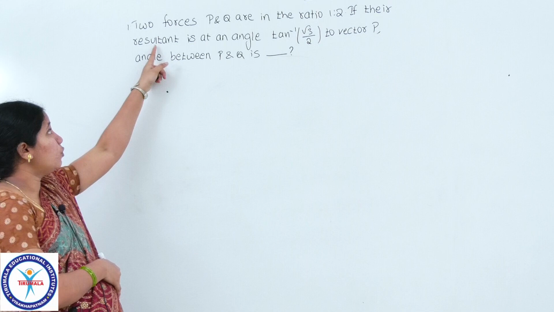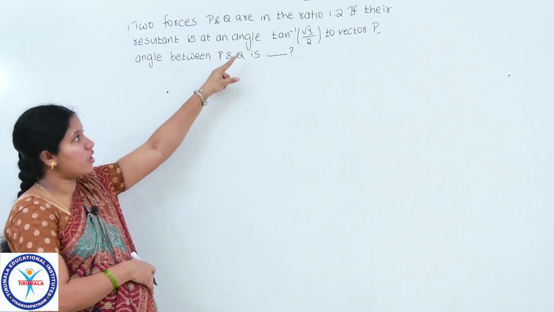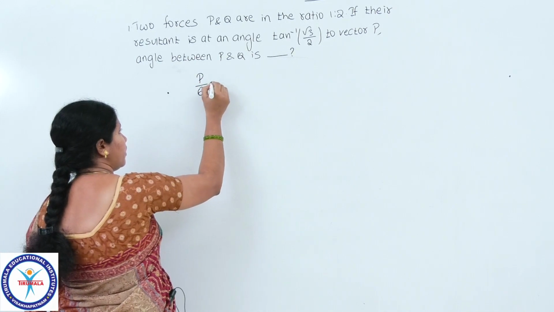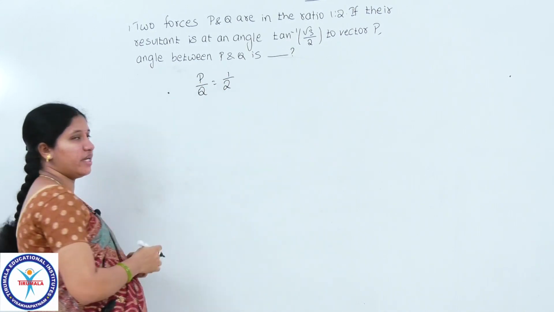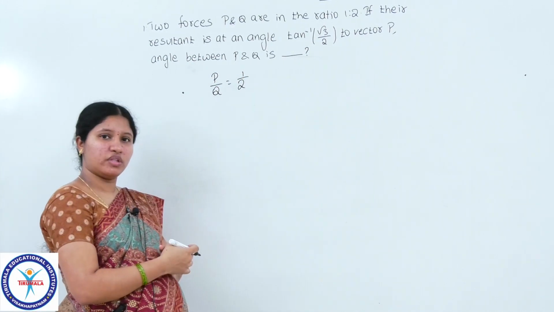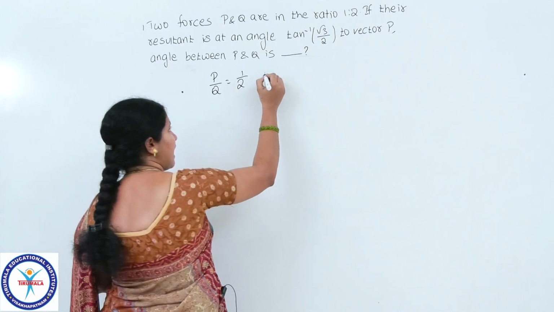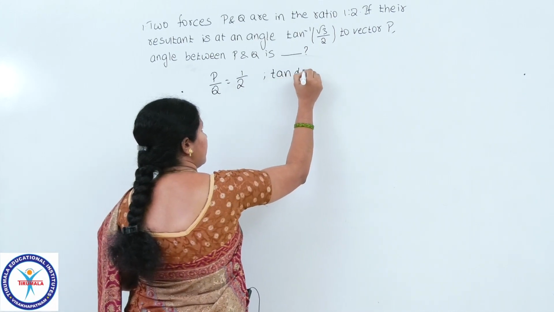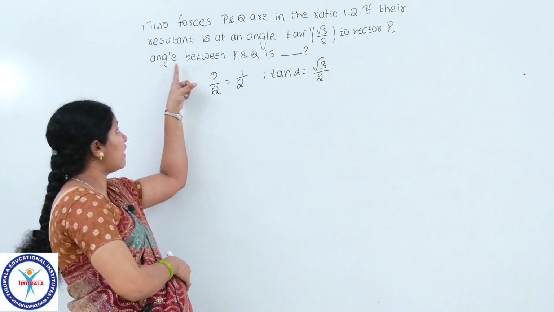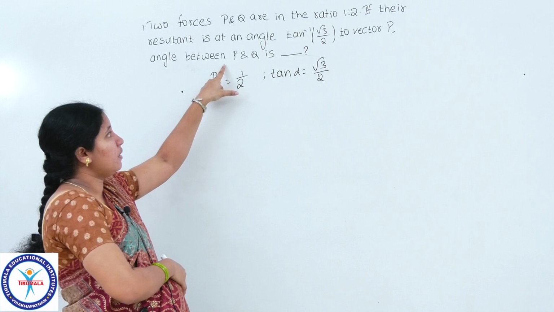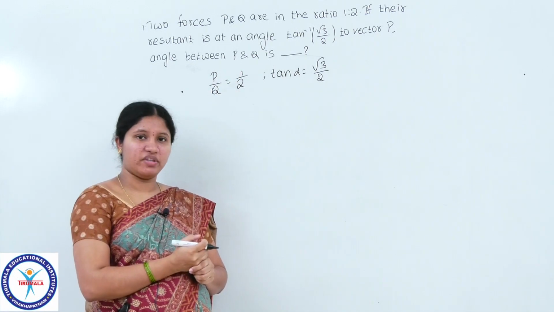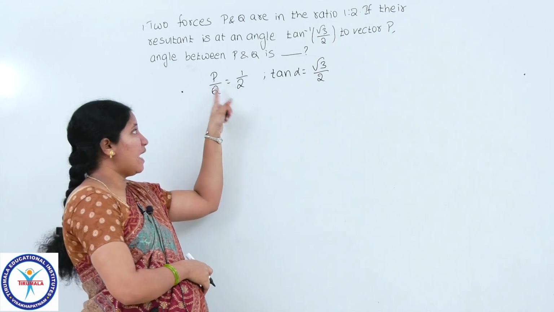So see, two forces P and Q are in the ratio 1:2, meaning P by Q equals 1/2. If the resultant is at an angle tan inverse root 3/2, meaning tan alpha equals root 3/2, find the angle between P and Q. So we need to find the angle between the two vectors, P and Q.